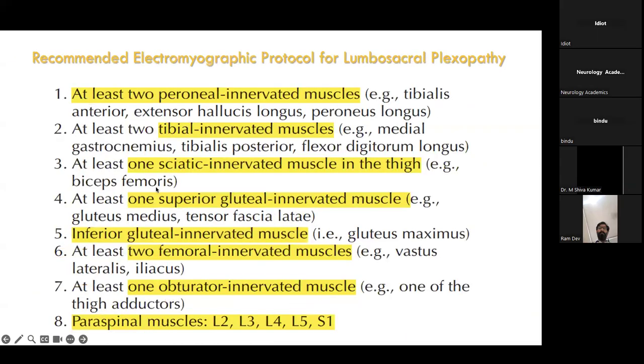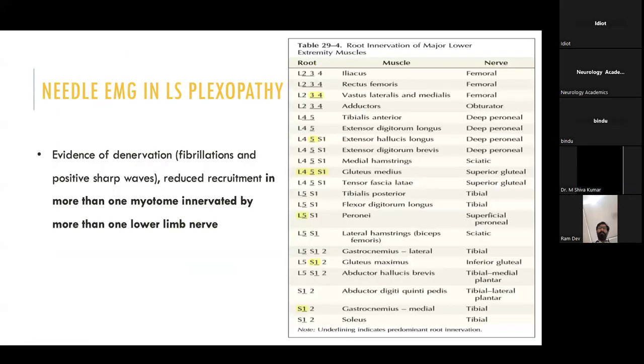For EMG, we usually do at least two. It's not a strict protocol, but the recommended protocol is at least two peroneal innervated muscles and two tibial innervated muscles. The rest: one sciatic, one superior gluteal and inferior gluteal, two femoral innervated muscles, one obturator innervated muscle, and paraspinal muscles of L2, L3, L4, L5, S1 can be done according to the clinical involvement. Here we can see evidence of denervation in EMG. It is seen in more than one myotome innervated by more than one lower lumbar nerve.